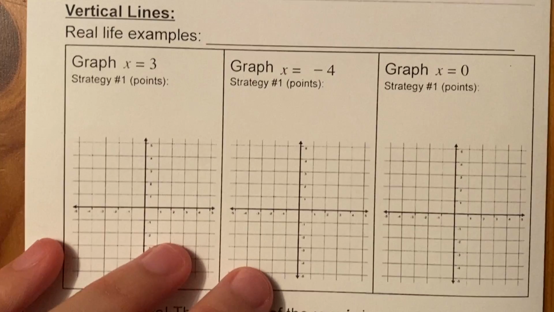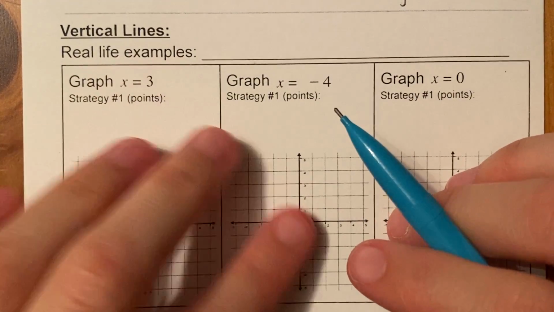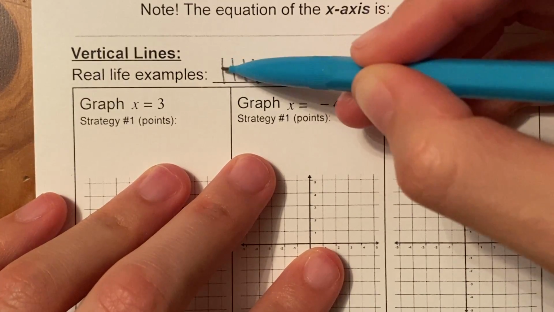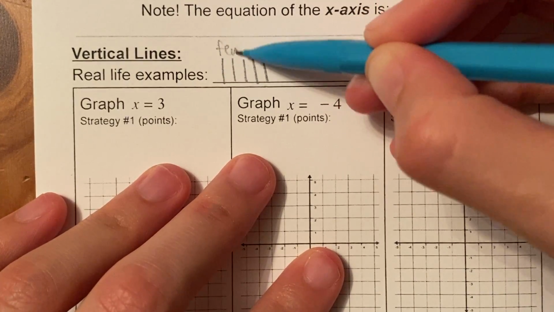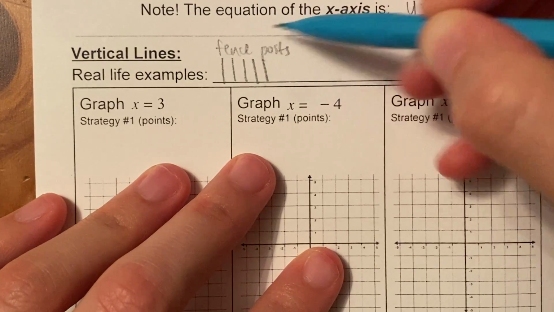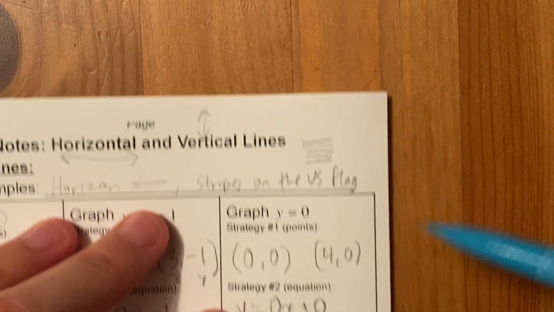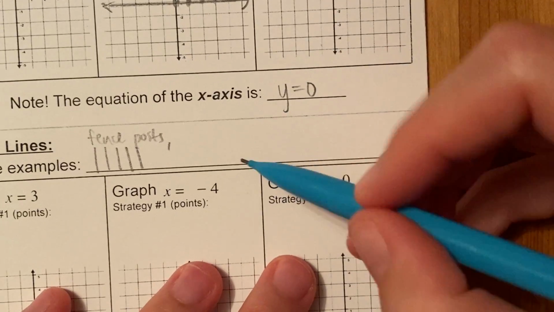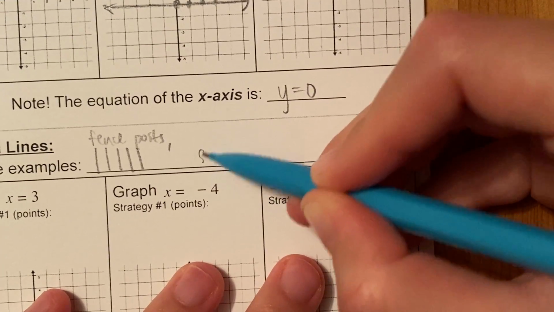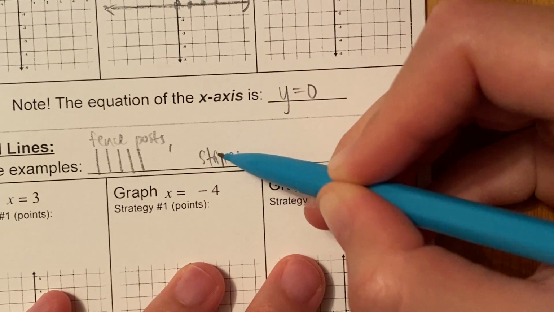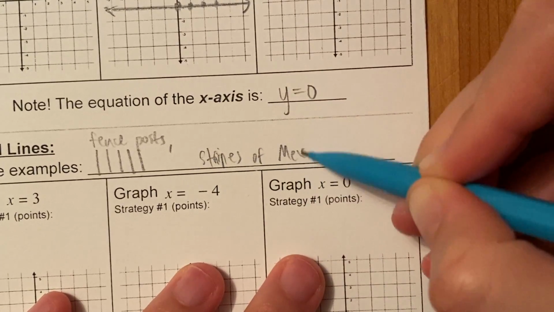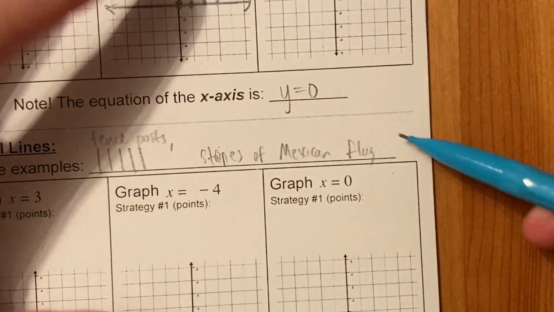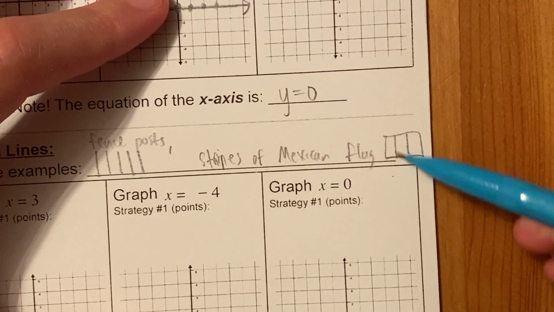Let's take a look at vertical. Okay, now real life examples of vertical lines, like if you have fence posts, right? If you have posts like this, and then you might have a fence set up, that would be an example of vertical lines. And then there's flags, right? There's flags that have horizontal stripes, like the U.S. flag, among many other flags. And then there's flags that have vertical stripes, like for example, the Mexican flag. Right, the Mexican flag looks something like this, where the stripes are vertical.